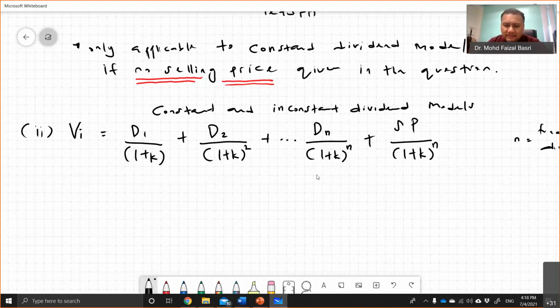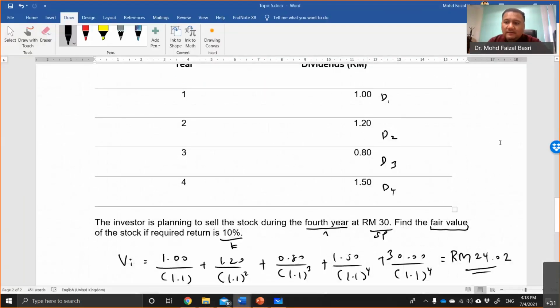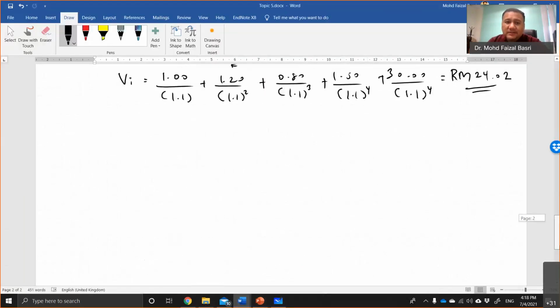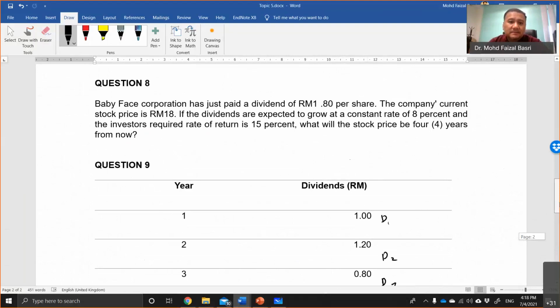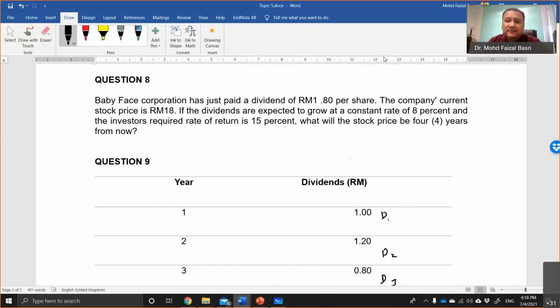Okay, something like this. If the question doesn't ask for intrinsic value, for example it says find the fair value, then we know it's intrinsic value. Some questions are like this. But this is for growth model, I assume, or let's say it says what will be the stock price 4 years from now. So this is the selling price, during the 4th year.